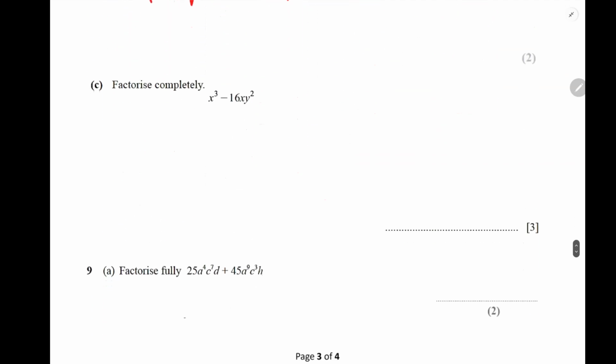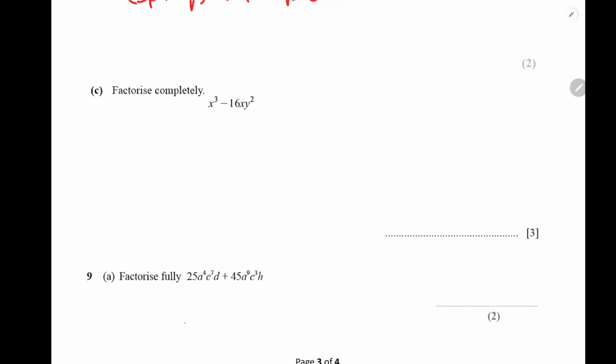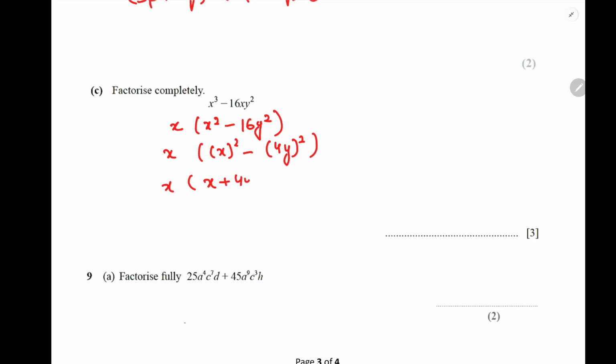Okay. Now the very first step is taking common. So x will be common, x squared - 16y squared. So inside we can apply the identity. That would be 4y whole squared. Now it would be a plus b and a negative b. So this will be your answer.